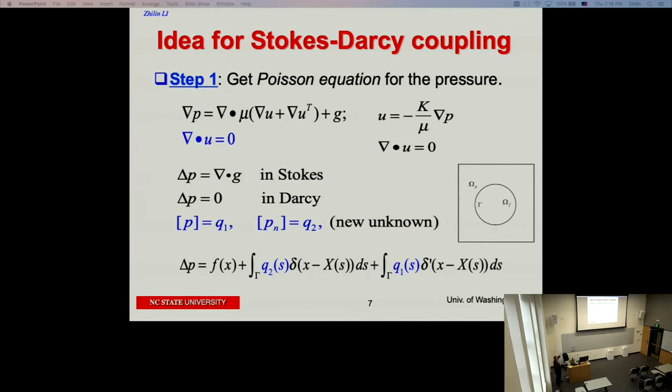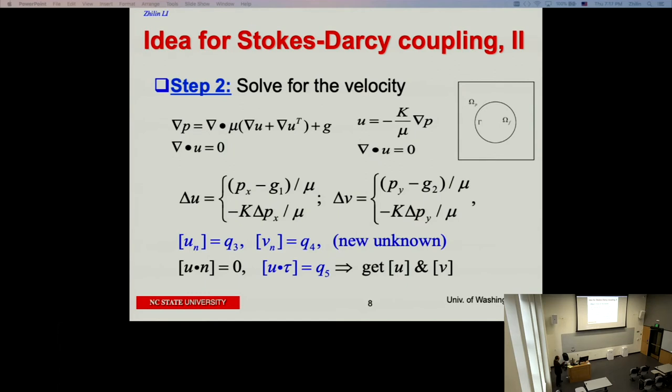And the rest is the details. Okay, so if we don't have questions, let's move on. So now I change. I put the jump in P and the jump in normal derivative as two unknowns. Then I get a simple Poisson equation, and I know how to solve this one.